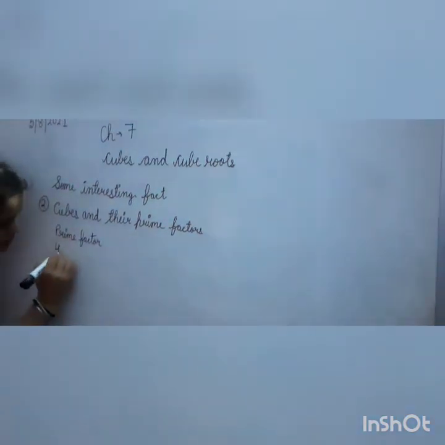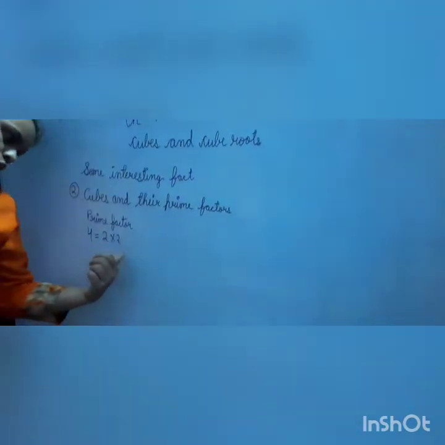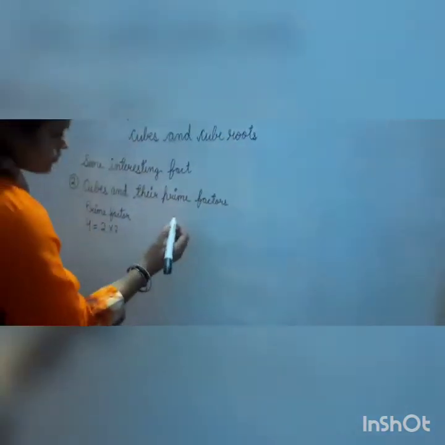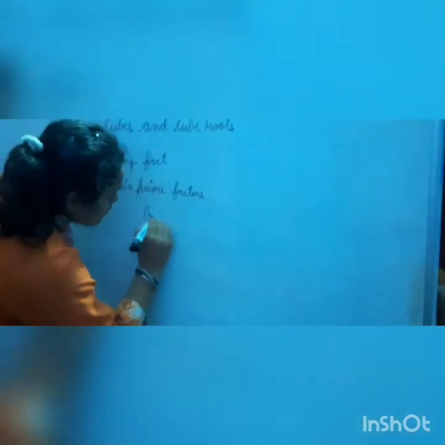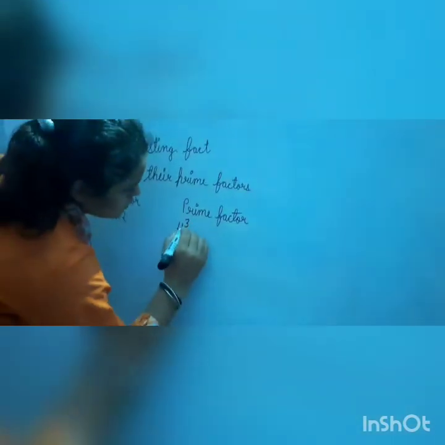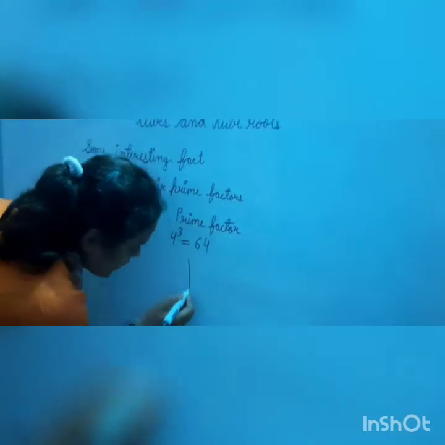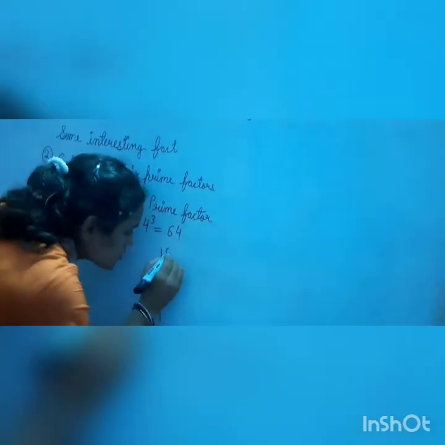of 4 is 2 multiplied by 2. In square, prime factor of 4 is 2 into 2. But in cube, prime factor, 4 to the power 3 is equal to 64. Now you can use the prime factorization method. How will you find the perfect cube of 64?